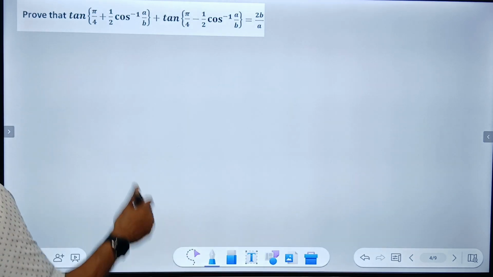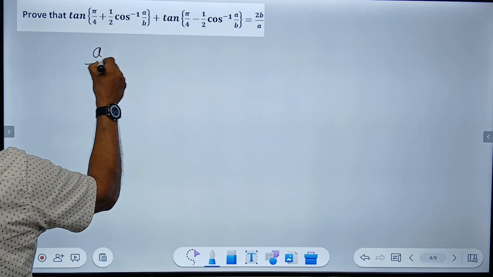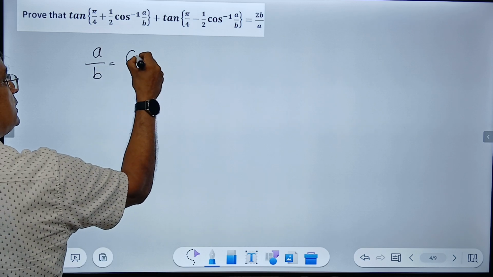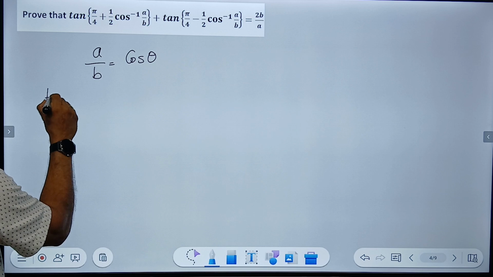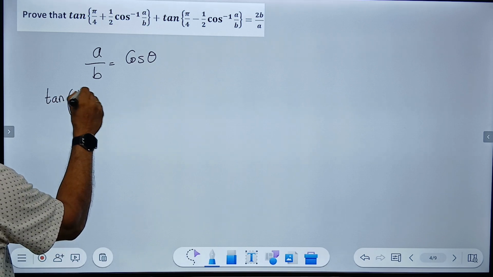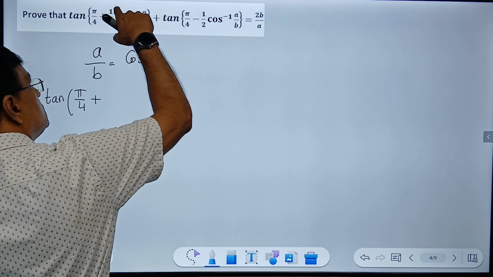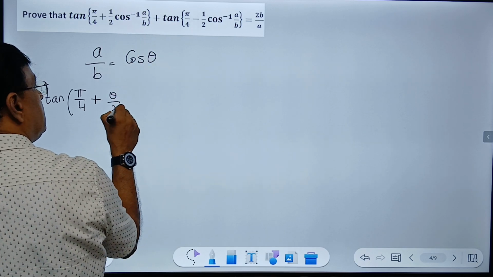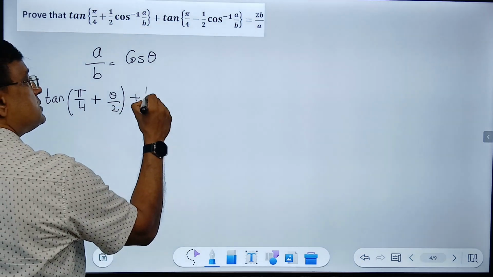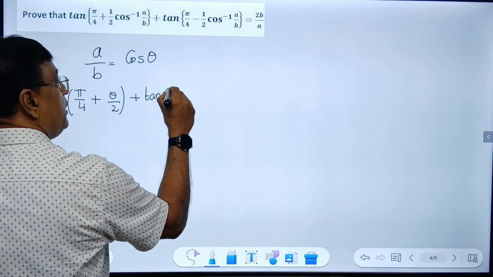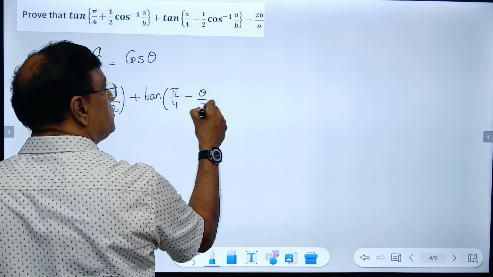Okay, that's another issue. So here what I will do, as you know, it is cos inverse of a by b. So I will take a by b as cos theta. If it was sine inverse, I would have taken sine theta. So this will become tan of pi by 4 plus cos inverse of a by b will be theta. So it will become effectively theta by 2. Plus this is tan of pi by 4 minus, this is again theta, so it will become theta by 2.